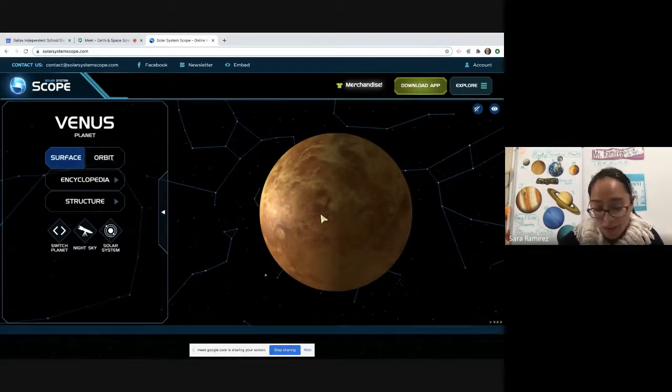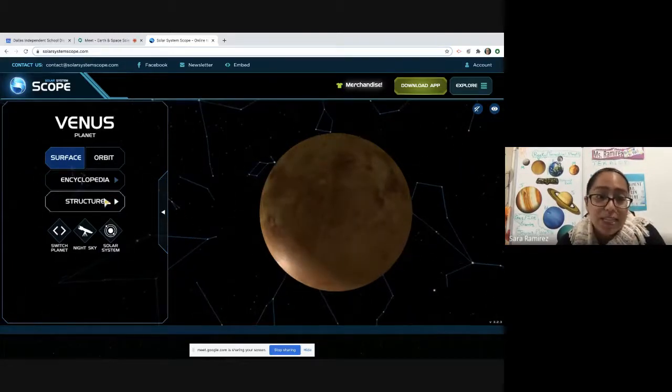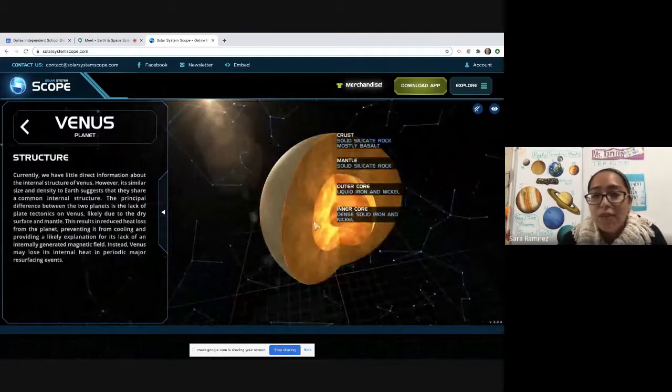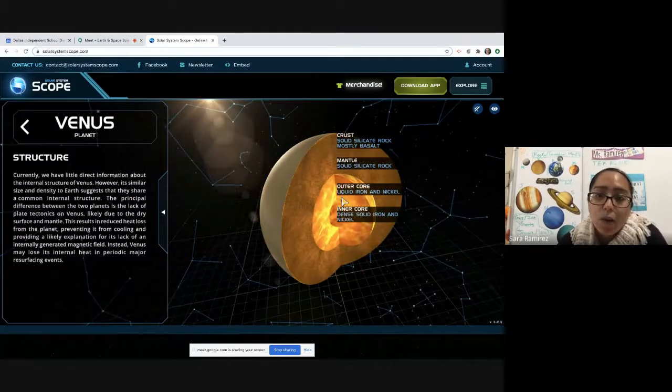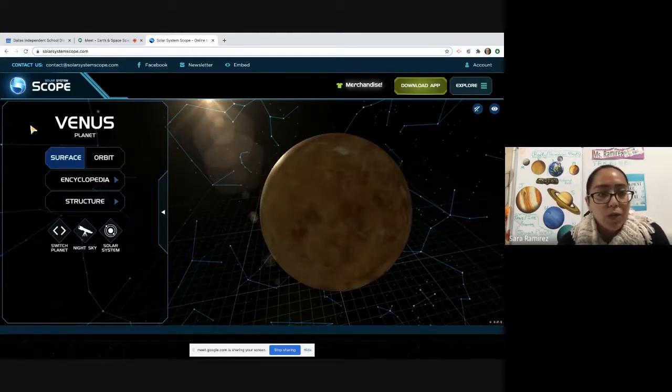It also has no moons. And it's considered Earth's twin because they're about the same size. And if we take a look at its structure here, we see it does have an inner and outer core of iron and nickel, a mantle of silicate rock, and a crust that's made out of similar materials as well. So we're going to go to our next planet.